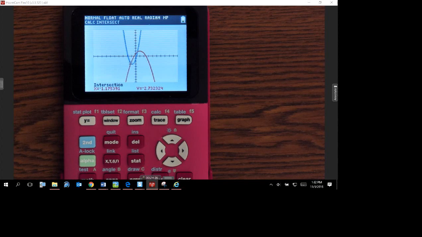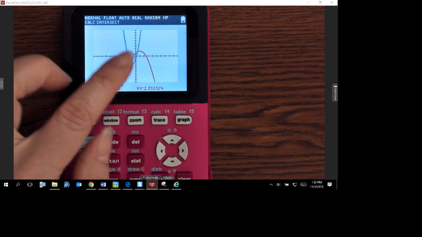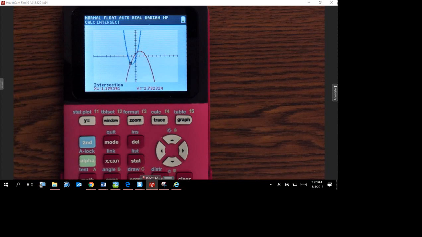Why does it make you guess? How many intersections are there? 2? Yeah. How does the calculator know which one you want? You want both, but it's only going to tell you one at a time. So you're going to tell it what number it's close to. That's why we have to guess, so that you can get both of them. Because we'll do it again, and we'll guess close to the other one.